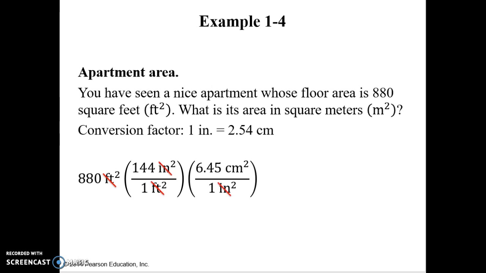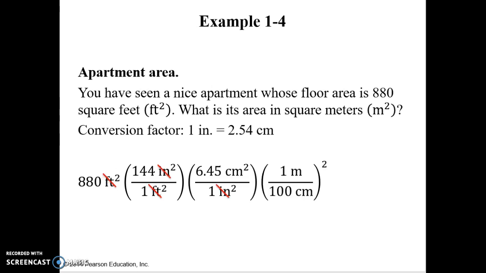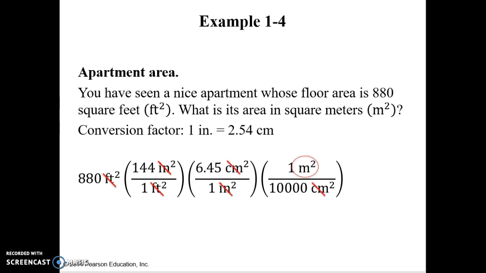Lastly, we can convert centimeters squared to meters squared. Again, let's factor in that square. Centimeters squared will cancel out, and we're left with meters squared on top. Multiplying and dividing through this equation to get around 82 meters squared. So 880 square feet equals about 82 meters squared. This concludes Chapter 1.